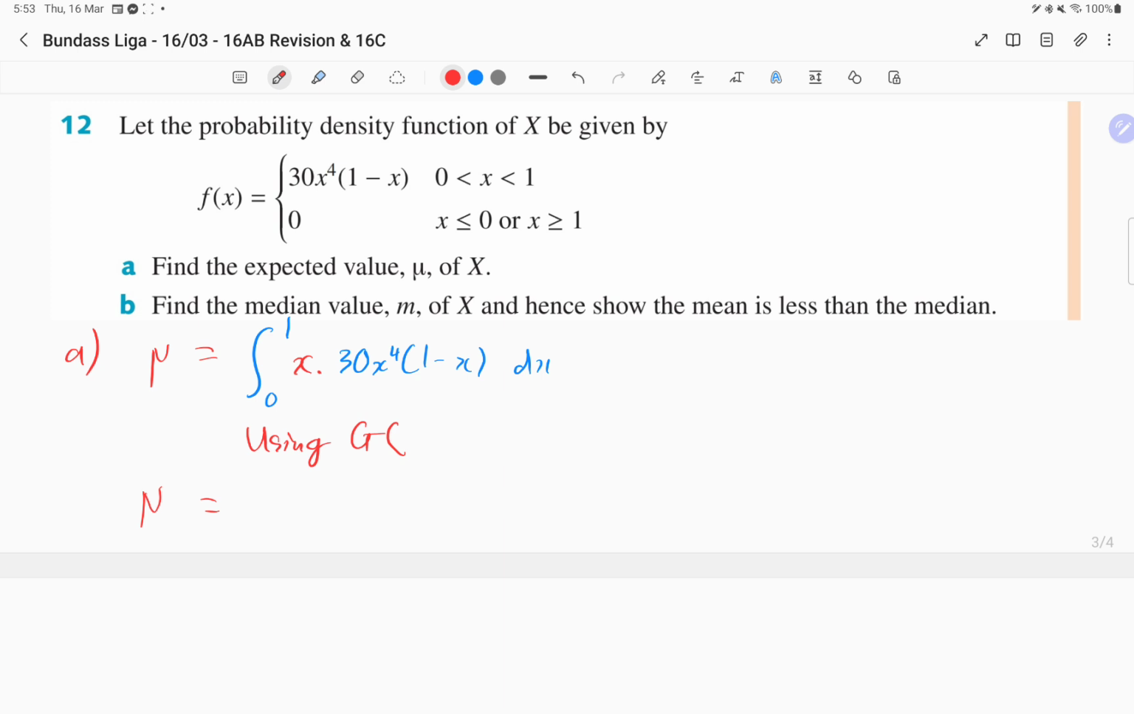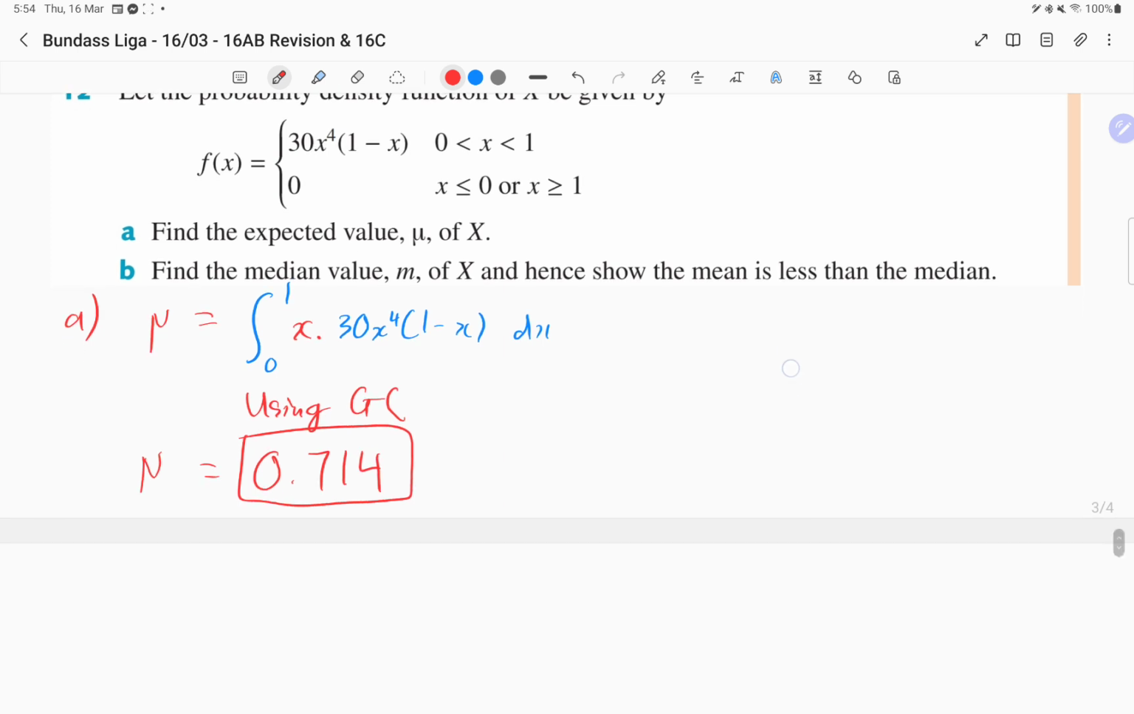Remember to always bring your graphics calculator. There's a high chance that almost every lesson will need it from now on. The more you do probability, the more calculator you actually need to rely on. This is 0.714. Yep, 0.714 is the correct answer. That's it. 3 lines. Okay, with the calculator, this is 3 lines.